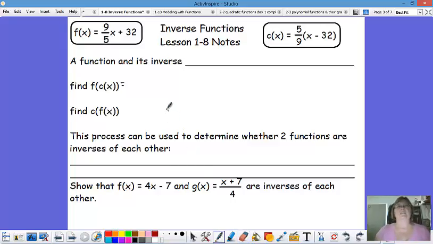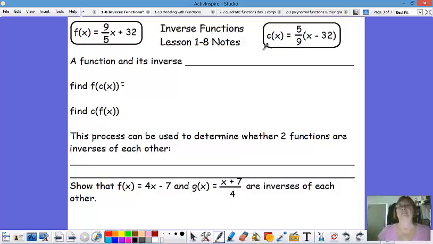Hi, today we're going to be talking about inverse functions in our lesson 1-8, and I'm asking you to look to begin with at the two formulas at the top of the page. Some of you might recognize them. This one that's called f of x takes Celsius temperature as input and produces the matching Fahrenheit temperature. This one, on the other hand, gives you a Celsius temperature if you put a Fahrenheit temp in as its x. So these two are probably the most familiar inverse function pair that we know.